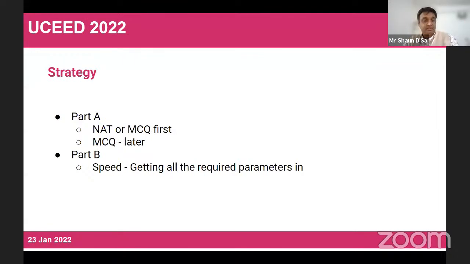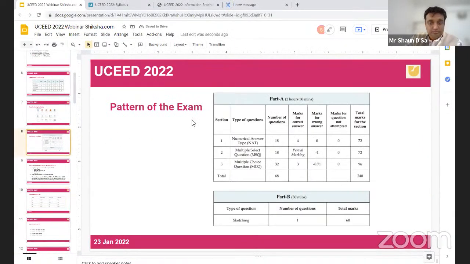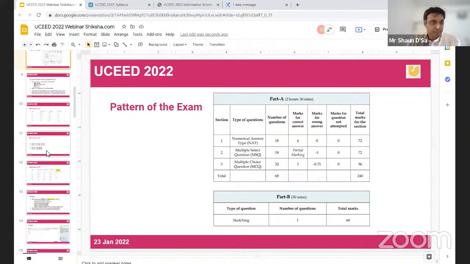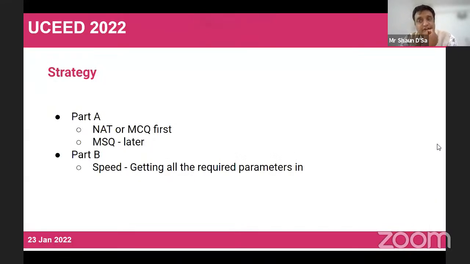I'm sorry, that's a mistake on the slide. It's MSQ. So a lot of students prefer to do NAT and MCQ first because MSQ, multiple select, can be a little confusing, because the same question has multiple answers. So yes, even though MCQ has negative marking, still some students prefer to do that first because you know for a fact that there is only one answer that is correct there.